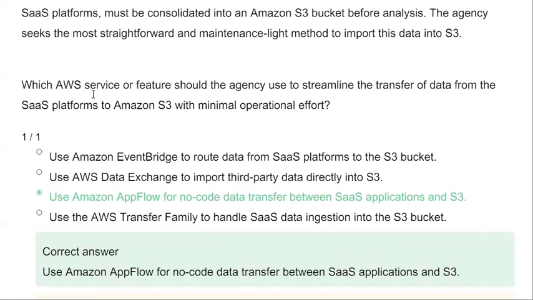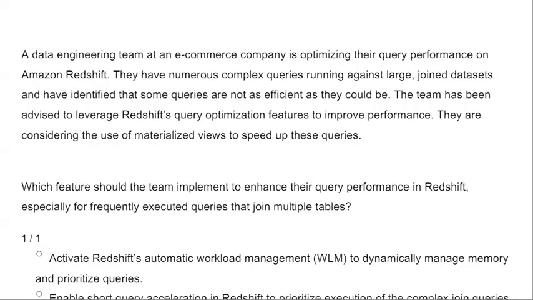So for the data transfer between them, this will take care of it. With minimal operational effort from us, it will maintain all the operational effort. So that's why AppFlow is the answer. Whenever you see software as a service platforms to any AWS service data transfer with minimal operational effort, your answer must be AppFlow. So this is all about this. Now let's move on to the next question.